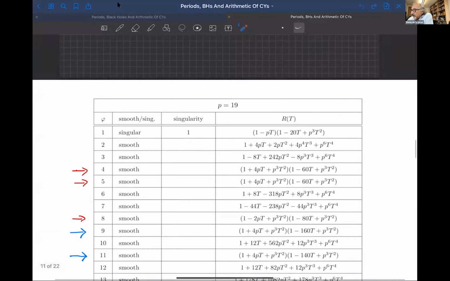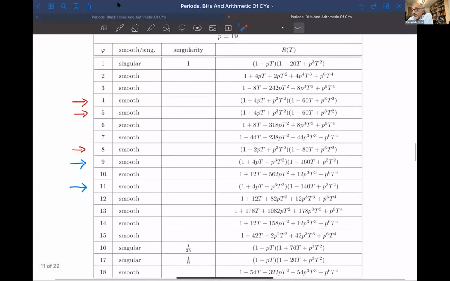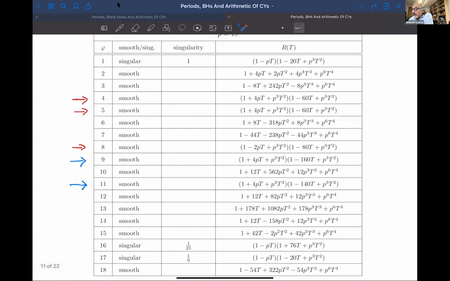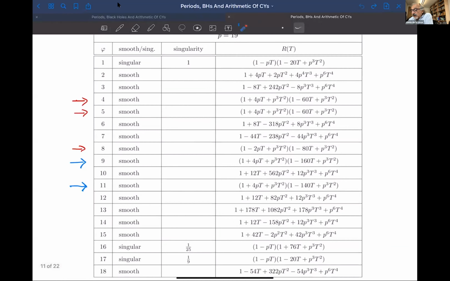So this is the sort of data we start with. This is what a table looks like, say for the Hewlett-Verrell manifold and p equals 19. You compute these R polynomials, which generally are quartics. So for example, for phi equals 2, here's a quartic, and here below is another quartic.